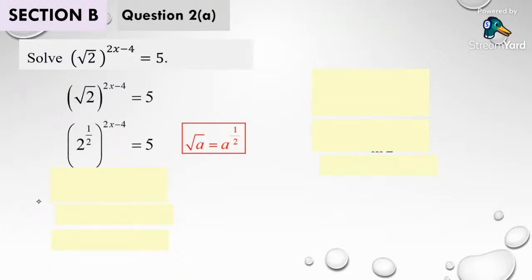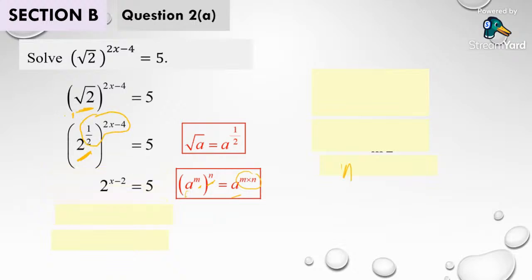So I'm converting this part here, as you can see. I'm converting this part here. The rest maintain the same. Next, what I want to do is use the rules of indices, power of power. So if the rules of indices, power of power, I will take the power multiply. So as a result, on the next line, guys and girls, I will multiply this one and get the result as 2 power of x minus 2 equals to 5.